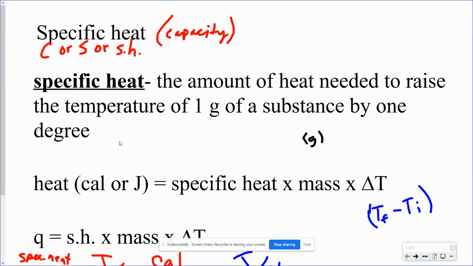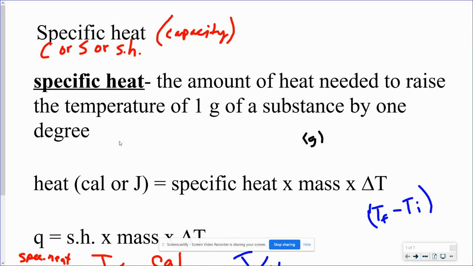So specific heat is also sometimes called specific heat capacity. And that's the amount of heat needed to raise the temperature of 1 gram of a substance by 1 degree. Okay, 1 gram of a substance by 1 degree. And the heat is normally measured in calories or joules.